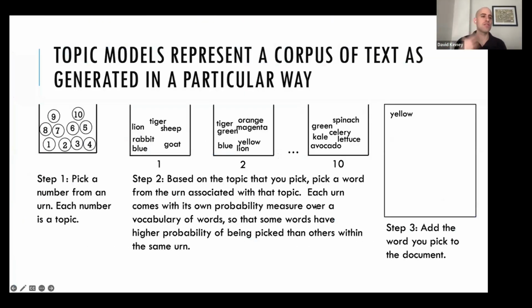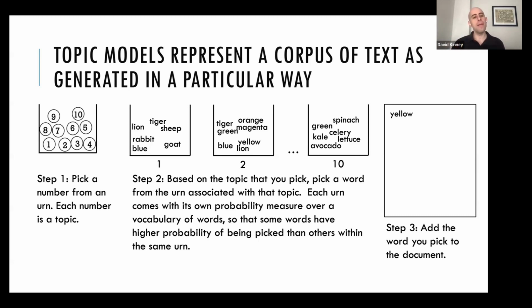So with that, I'll dive in and start by reviewing what a topic model is at a very high level. A topic model, in a sense, is a generative model. It's a model of how a corpus of text is generated. We represent a corpus as generated in a particular way, like this. Imagine that the first thing you do is pick a number from an urn. There are different balls in an urn, each one has a number written on it, and you pick a ball from that urn. Each number represents a topic.